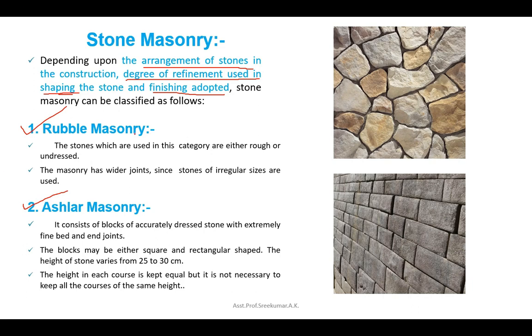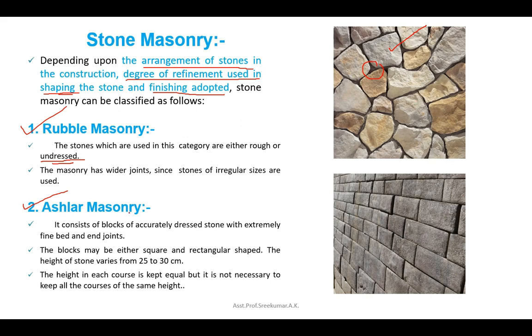About rubble masonry, here we use stones that are directly available from the quarry without any further refinement. Since they are available in irregular sizes, they have wide open joints in between them, as you see in the first image, the top image.